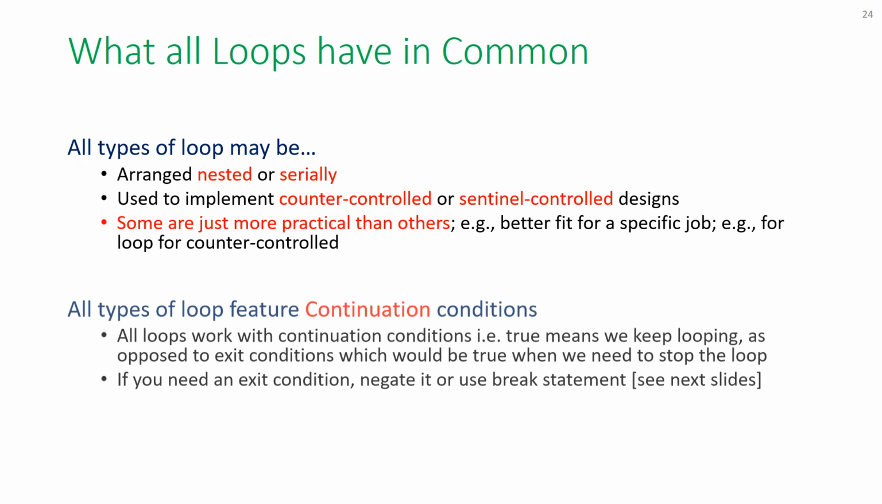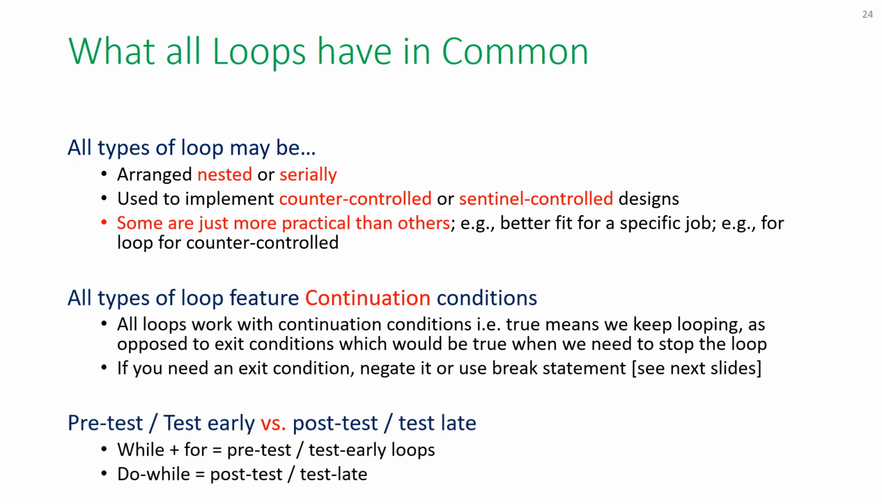But all those loops have a lot of stuff in common. All the loops can be nested with one another, can be arranged serially. That's still true. Whatever we learn with the building blocks is still there. We can use every loop to do sentinel control design, counter control design, or general purpose design. It's just going to be a little more or less awkward. All of the loops that we've seen so far are based on what we call a continuation condition, meaning when the condition is true, I keep looping, and that's it.